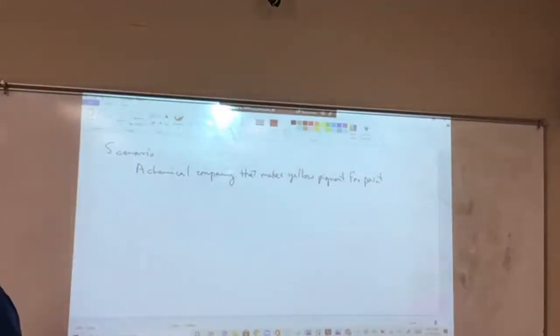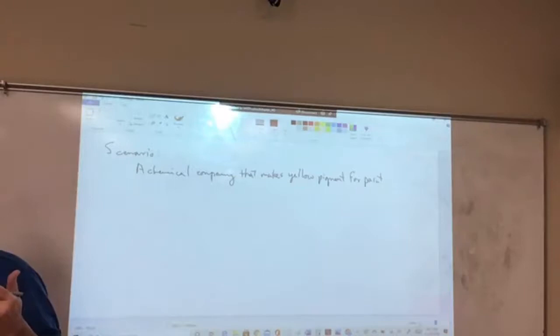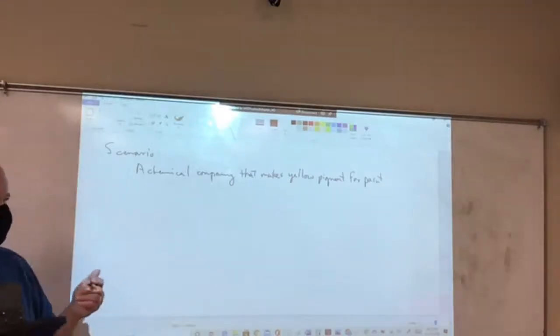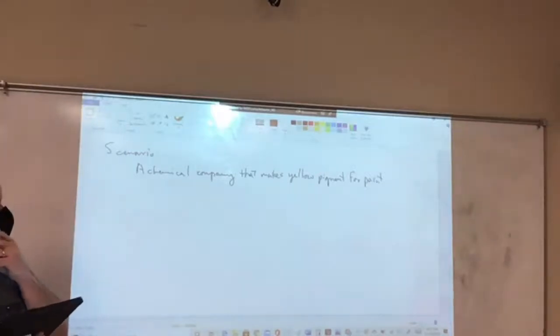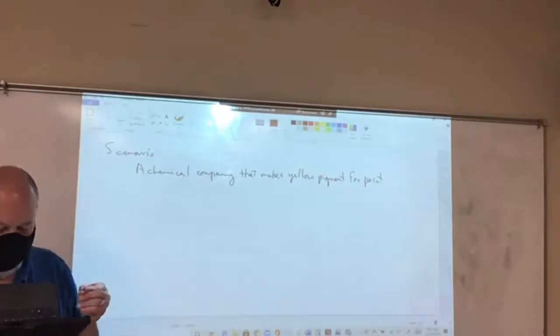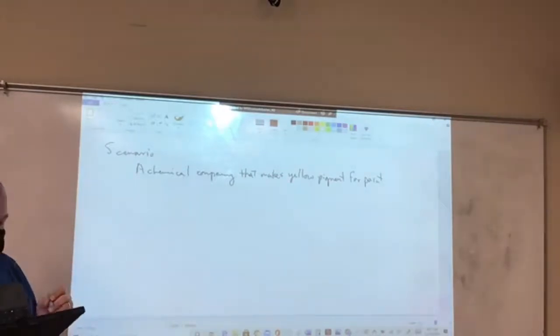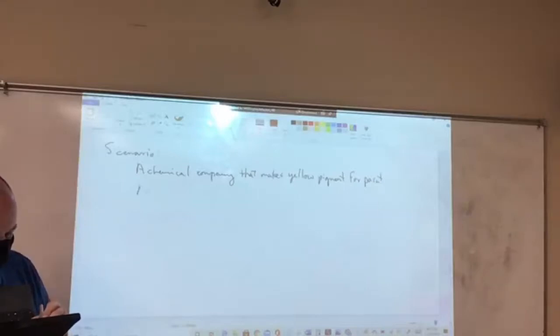Now in real life, this particular pigment's no longer in use because it's got lead in it. But we don't really care. This is just a scenario that we're going to be working with. So we're going to be a chemical company that is going to make yellow pigment for paint. And we're going to do this using something called a precipitation reaction.